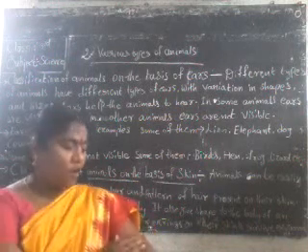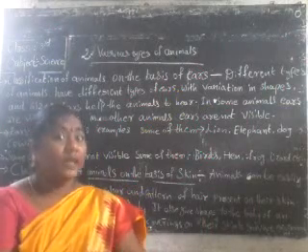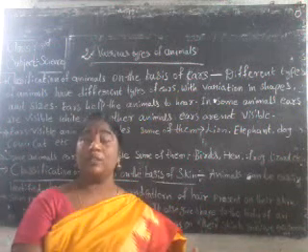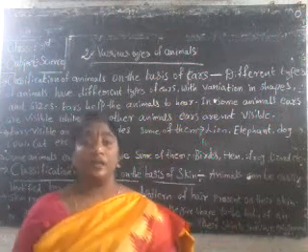Those animals have hair on the skin, and those animals do not have hair on the skin. Then those animals have ears visible to see, and those animals do not have visible ears.